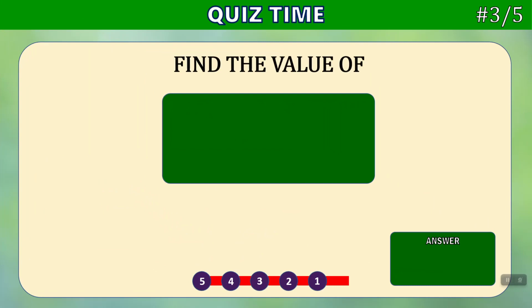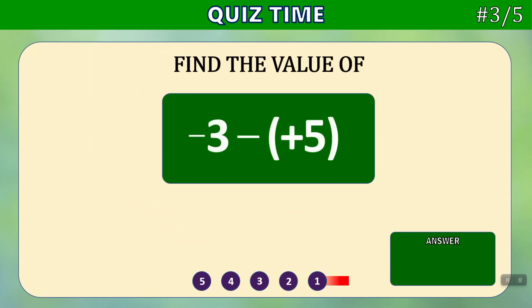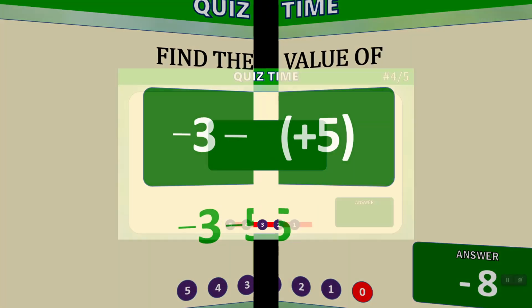Number 3, find the value of minus 3 minus plus 5. Did you get it? Minus 8. Minus 3, and then minus times plus gives us minus 5. Minus 3 minus 5 is minus 8.